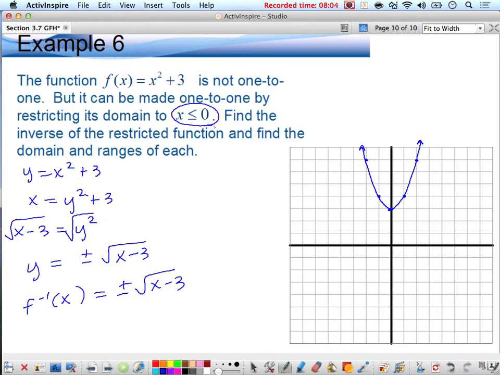Which basically means I'm going to take which half of this parabola off? The right side, yeah. I'm going to leave that. I'm going to take this off right here. So if I let x be less than or equal to 0 only, it leaves me with just this half. Do you guys understand that?